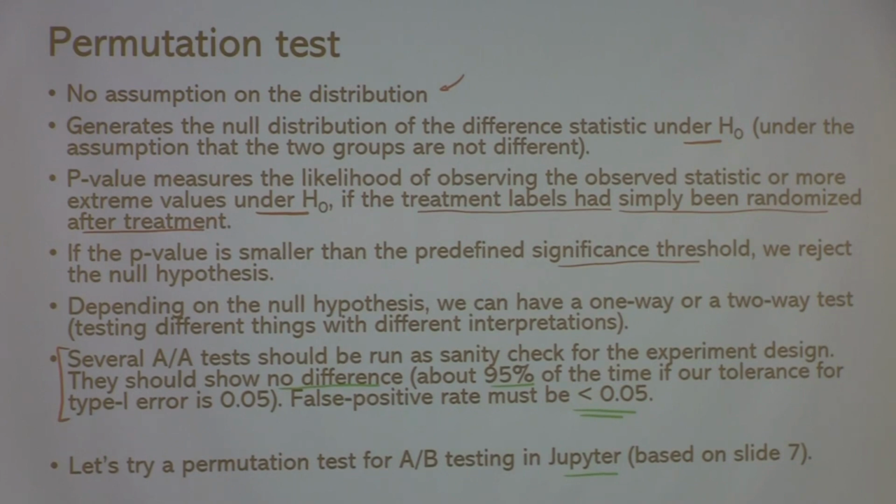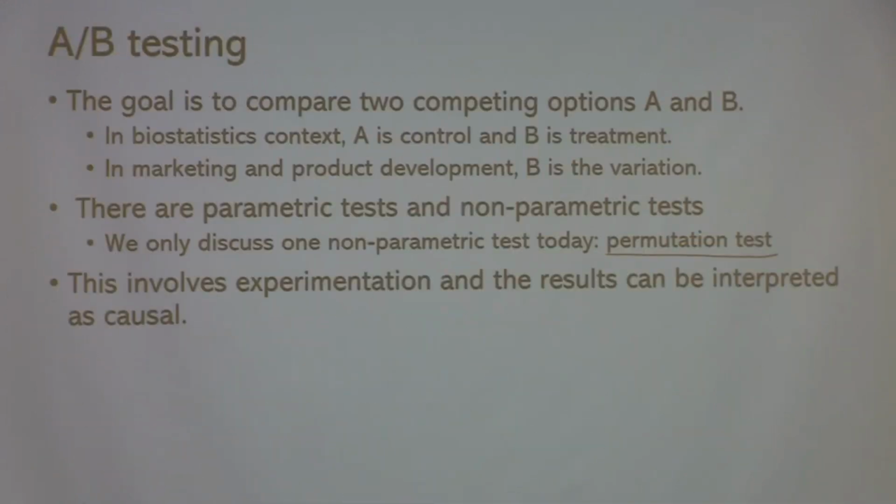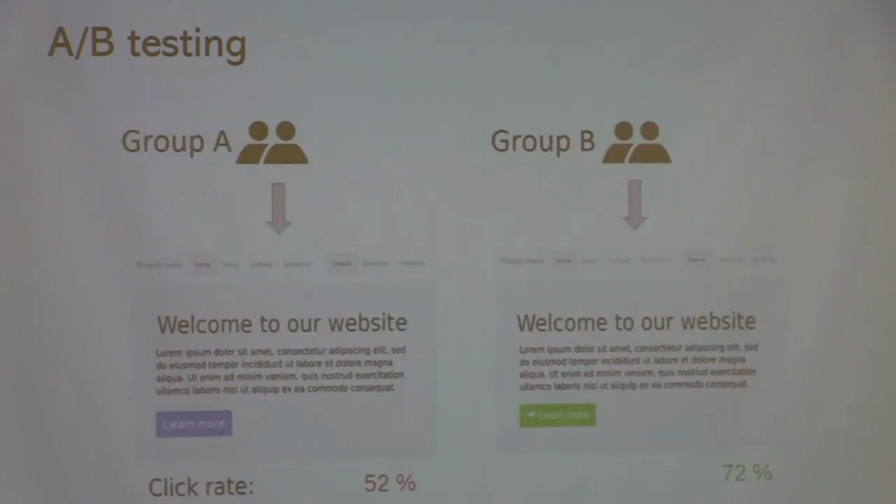So it was about showing them a design like the one on the left with the blue button, or showing them a design on the right with the green button. But with an AA test, we show them the same thing. We show the blue button to all users. Therefore, the conversion rate between the two groups should not be higher than our false positive rate. Sorry, than our tolerance for false positive error.